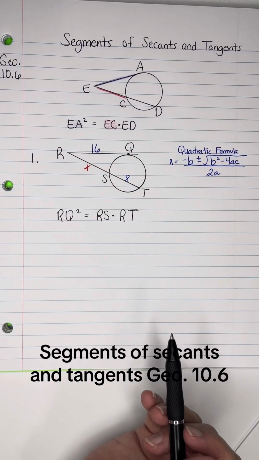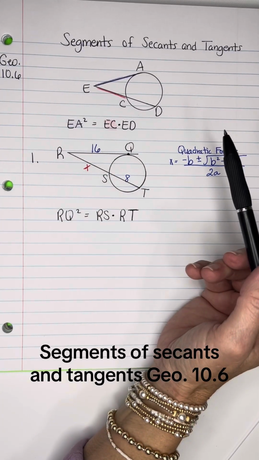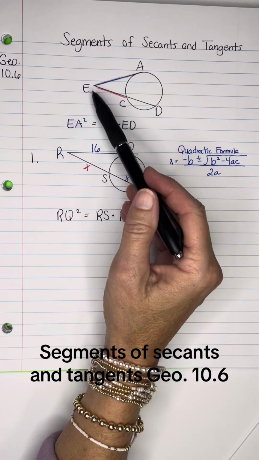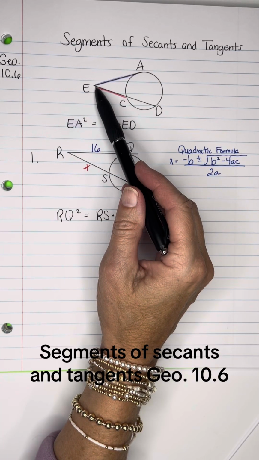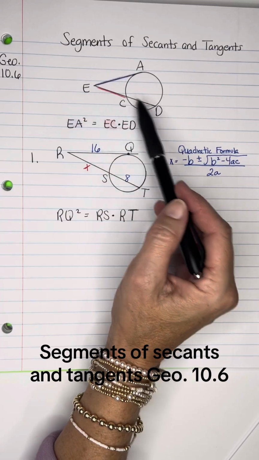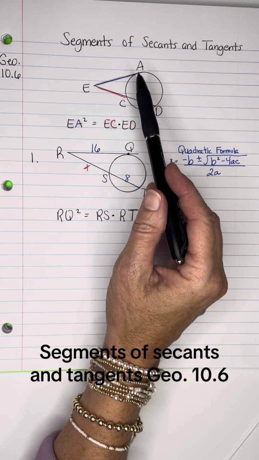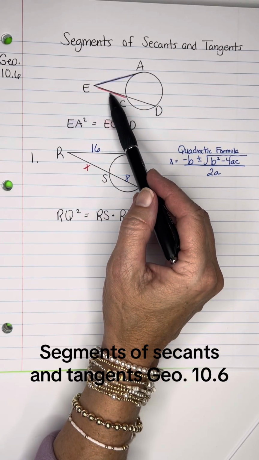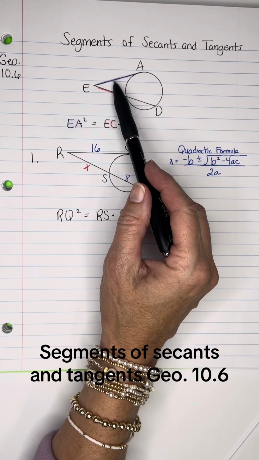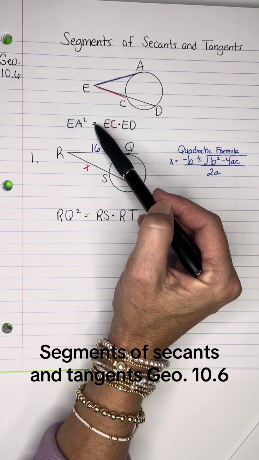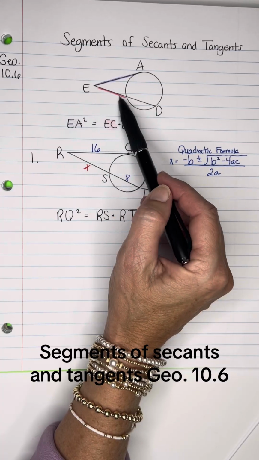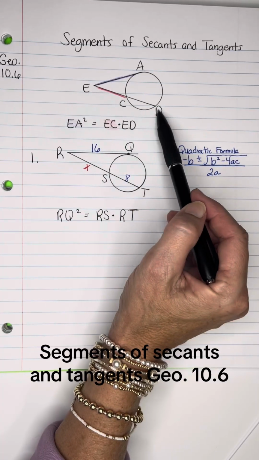Okay, let's do segments of secants and tangents. If a secant segment and a tangent segment share an endpoint outside of a circle, then the product of the lengths of the secant segment and its external segment will equal the square of the length of the tangent segment. So that means that this EA squared will equal this external EC multiplied by the whole thing ED.